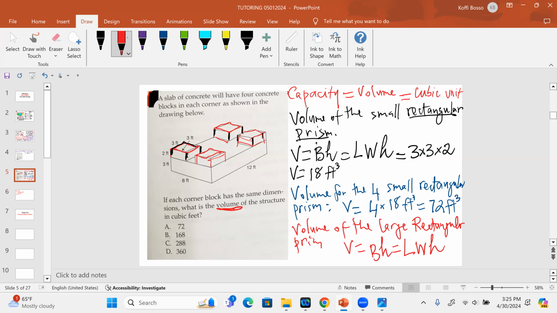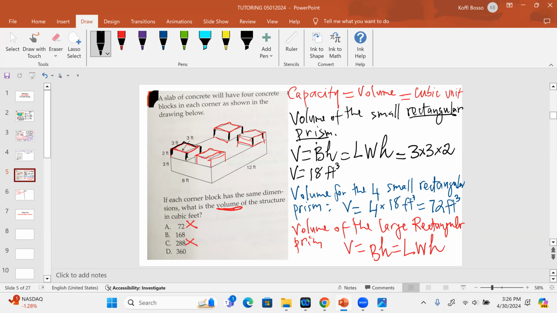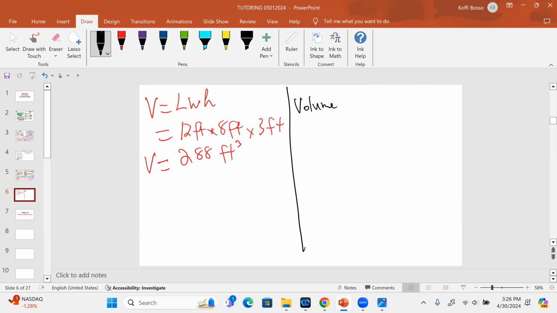But look, if you see the 4 choices, C is also 288. But C will not be the answer, and A will not be the answer, because these are just part of the answer. It's not the total answer yet. Now how do we find the volume of the entire diagram? The problem is asking us, what is the volume of the structure in cubic feet? The structure means the 4 small rectangular prisms plus the big rectangular prism. So we just have to add the volume of the 4 plus the big rectangular prism. So it will be 288 cubic feet plus 72 cubic feet, right?